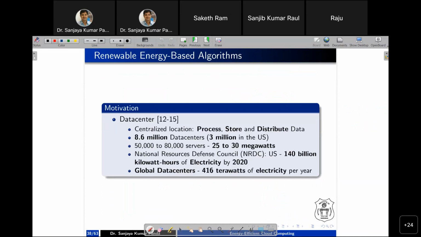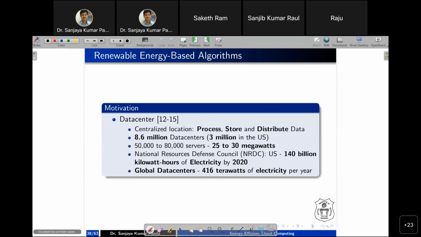Now coming to our second point of discussion, the renewable energy based algorithm. What does renewable energy based mean? Renewable energy based algorithms are developed because petrol, diesel, and fossil fuels like gas and other things will not sustain in the environment for a longer period of time. Some of the motivations you can also see here.